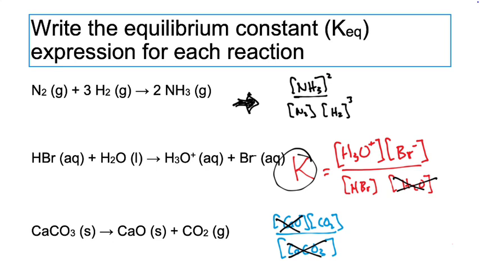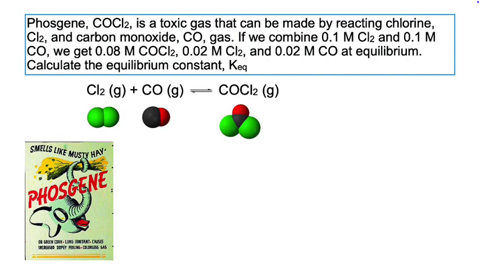This becomes critical to solving your equilibrium expressions because you need to know what goes into it, which then sets us up with another problem. Phosgene is a toxic gas. If we mix 0.1 molar chlorine and 0.1 molar carbon monoxide, we get 0.08 molar phosgene, 0.02 molar chlorine and 0.02 molar carbon monoxide. Calculate the equilibrium constant.